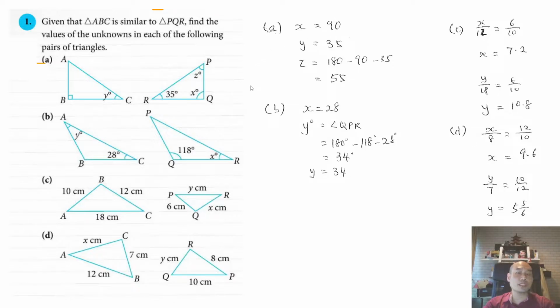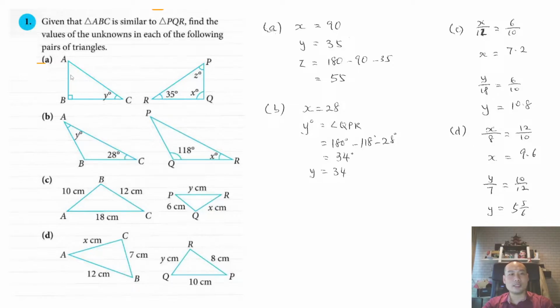There we go. Now the next one, y degrees. Y degrees is at vertex C. If you look at our statement, vertex C actually corresponds to vertex R. So vertex R is over here, and that's 35 degrees. That's why y is 35. Finally, z is at vertex P. If you look at our statement, vertex P actually corresponds to vertex A. So vertex A is over here.